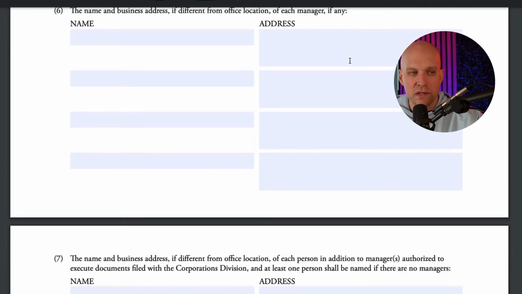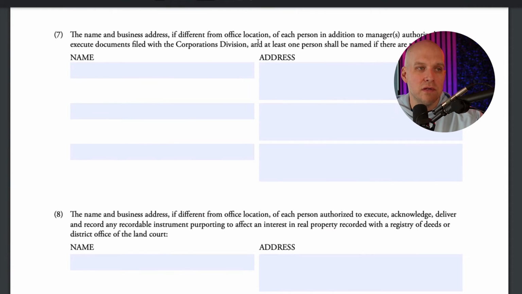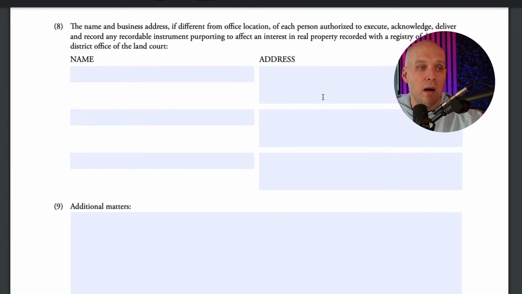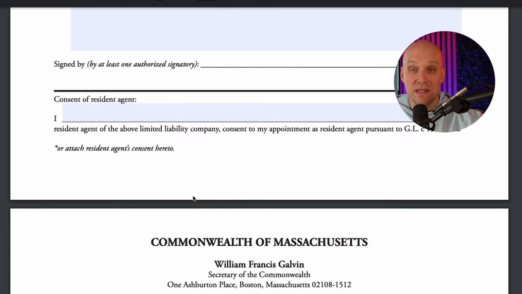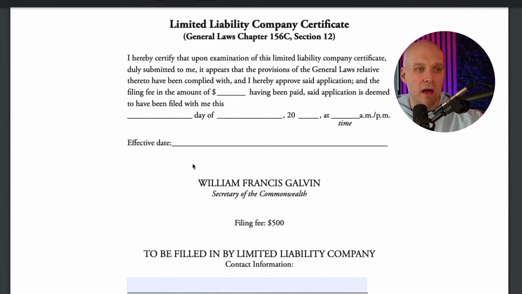The name of the business address is different from office location. The name and business address is a different office location, each person and additional managers. Most people setting up their first LLC, it's probably just going to be you. If you have a partner, or you have different locations, that's where you may want to be talking to an attorney because you have more of a complex situation. And then additional matters signed by consent of resident agent, right? And then the effective date, when this is going to go into effect.